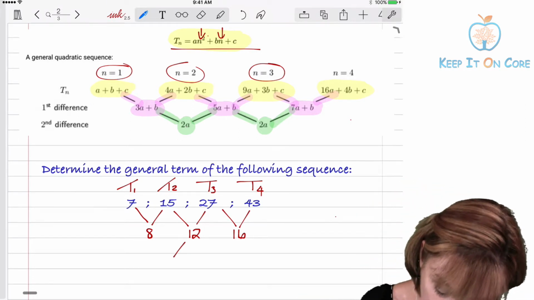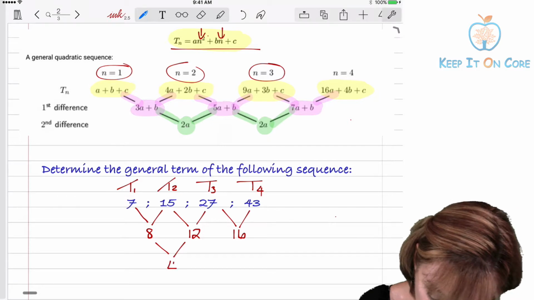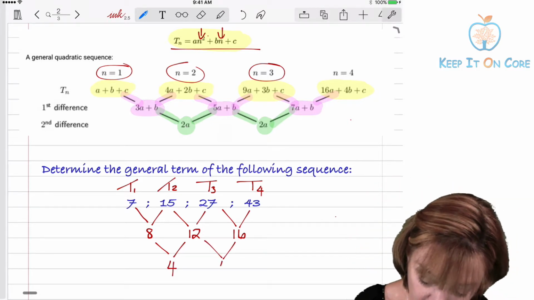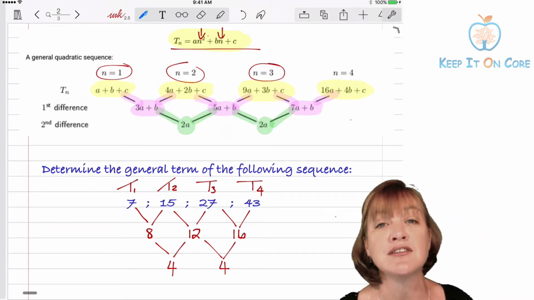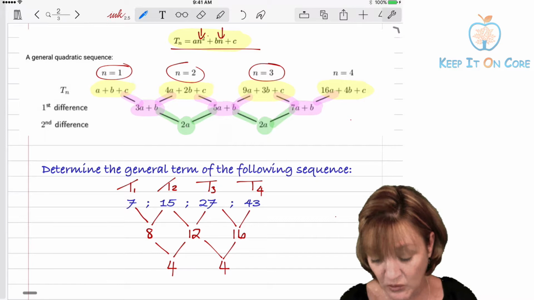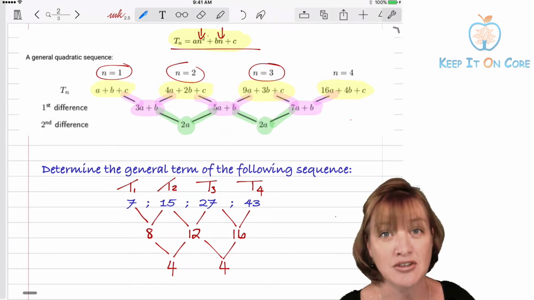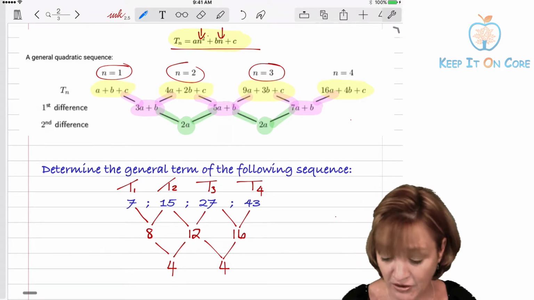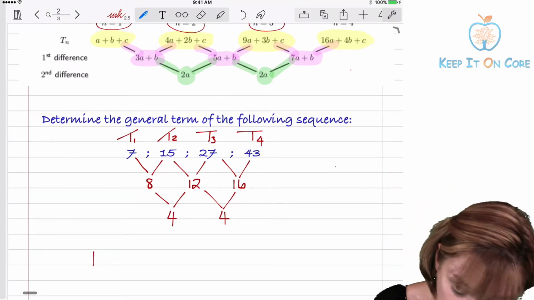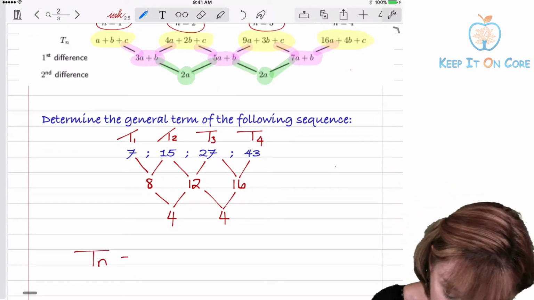Term 2 minus term 1 is giving me a difference of 4. And term 3 minus term 2 is also giving you a difference of 4. So therefore, we know that we've got a quadratic sequence because of your second common difference. Okay, so we now know it's quadratic. Great. How are we going to find the general term? Remember, your general term has the standard equation.